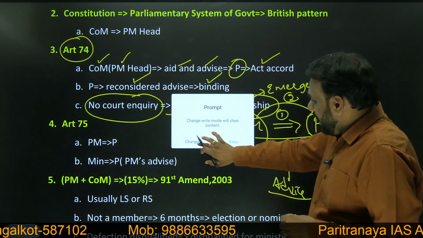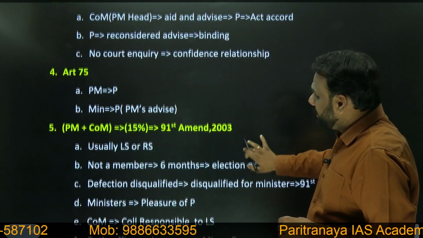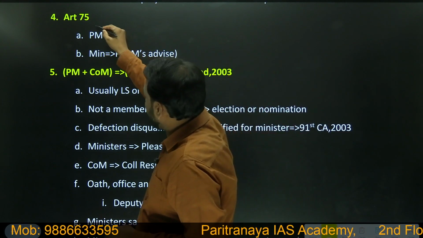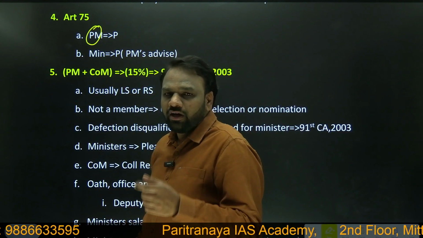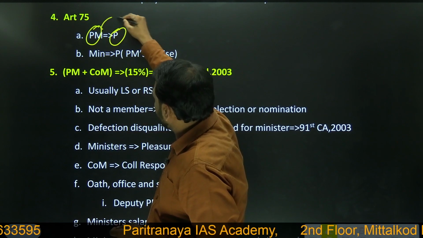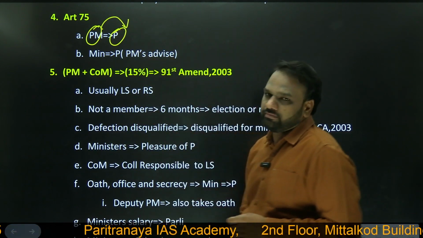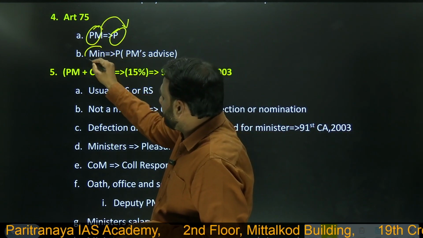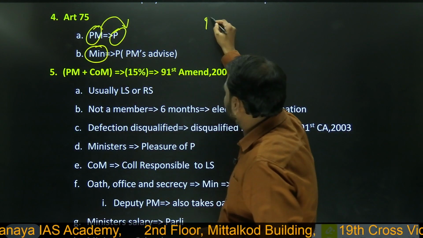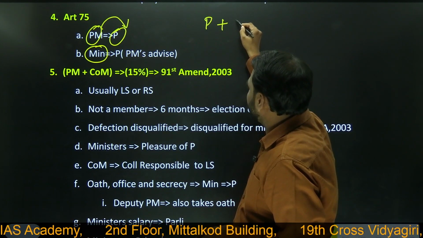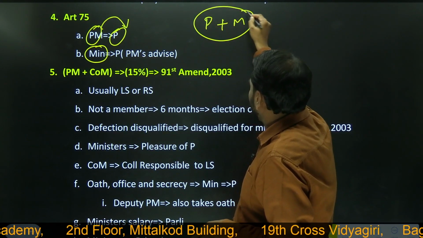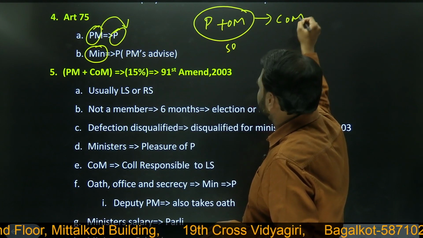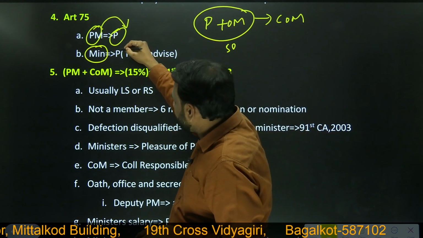Next, article number 75. It says that there should be a Prime Minister who is appointed by the President. Apart from the Prime Minister, we also have other ordinary ministers. Totally, the Prime Minister plus the other ministers, whom we call the Council of Ministers. The other ministers are also appointed by the President.